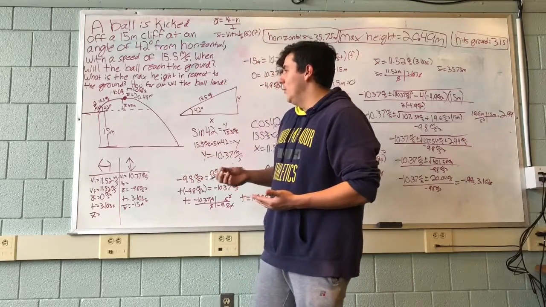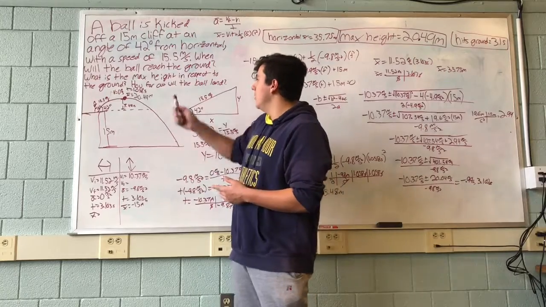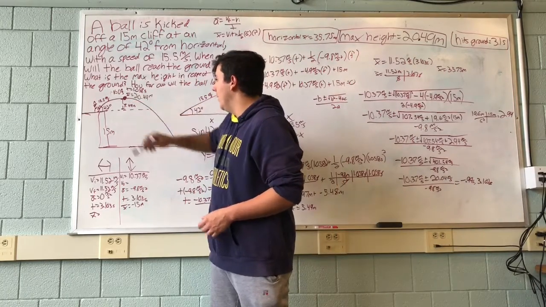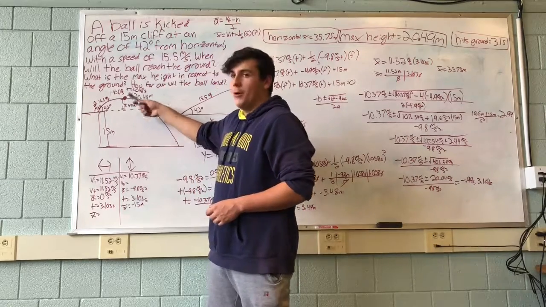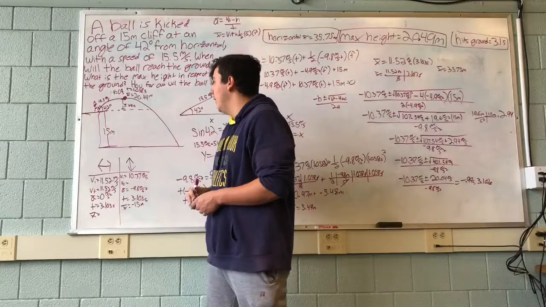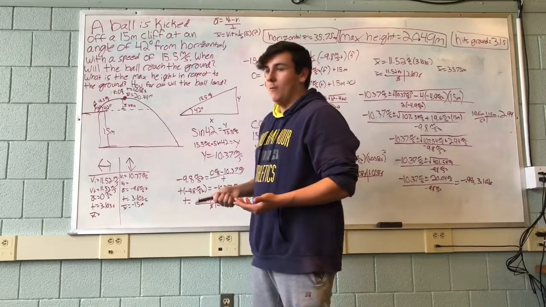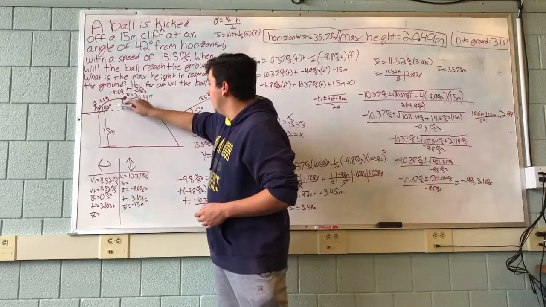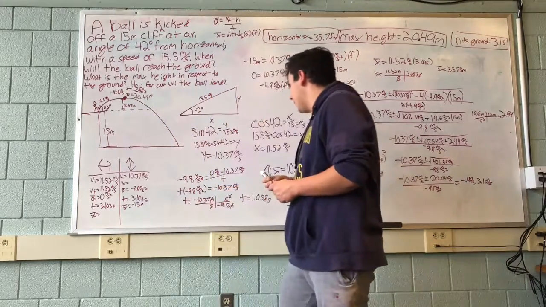Next, what you want to do is solve for, because you want to find out what the maximum height is, that's this point right here. And you know that when you're at your max height, vertically, your velocity is 0 meters per second. So using that, you can solve to find the time you get to your maximum point.